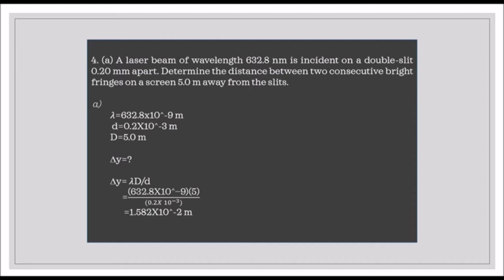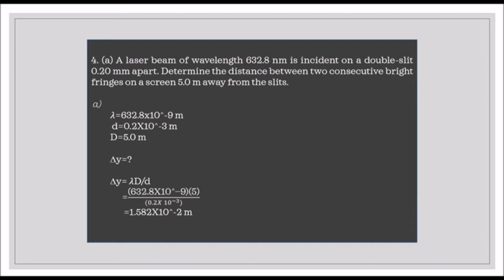4A. A laser beam of wavelength 632.8 nanometer is incident on a double slit 0.2 mm apart. Determine the distance between two consecutive bright fringes on a screen 5 meter away from the slit. From the question, the values that we can obtain are the wavelength, the distance between slits and screen, and the separation between the double slit.